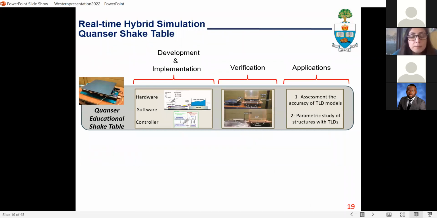And this is an implementation of real-time hybrid simulation that we carried out at the University of Toronto. We took a Quanser educational shake table. We introduced the necessary hardware and software to turn this educational shake table into a real-time hybrid simulation platform. And then we used it for research to understand the tuned liquid damper structure interaction, or the accuracy of the tuned liquid damper models.